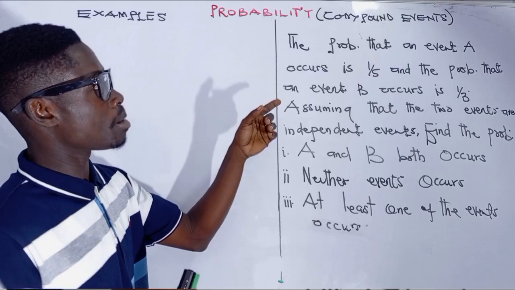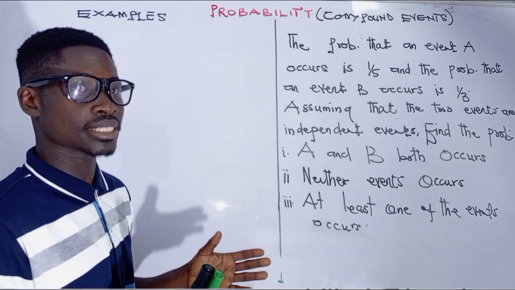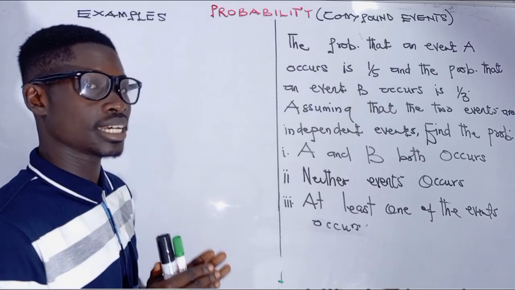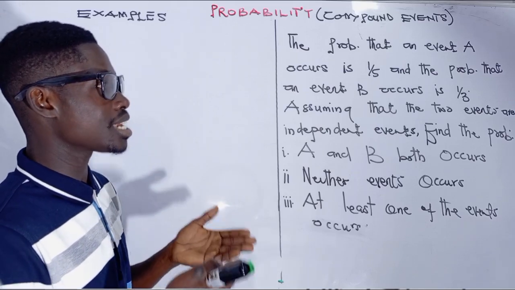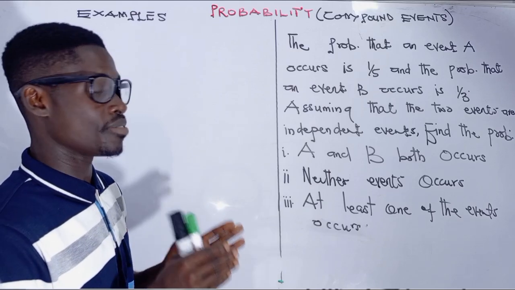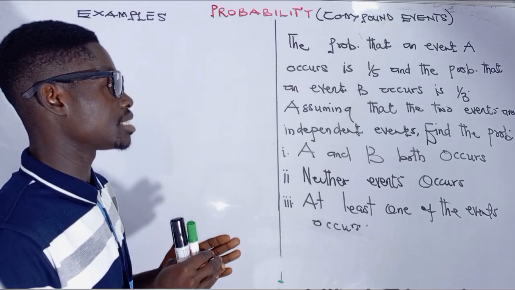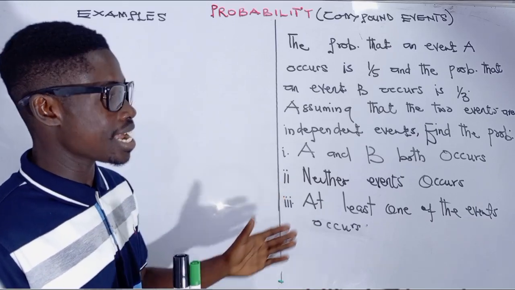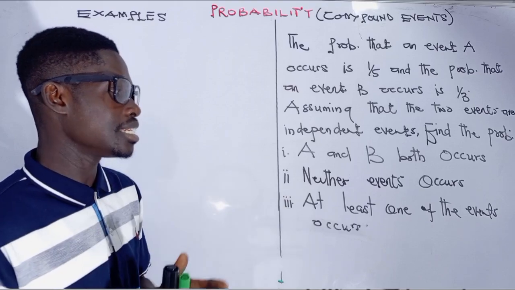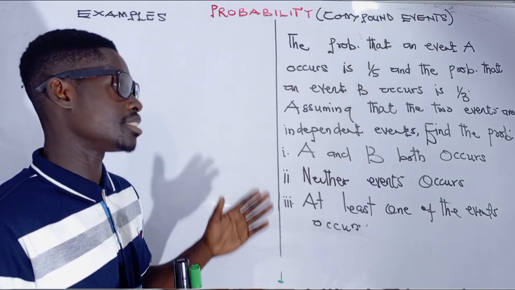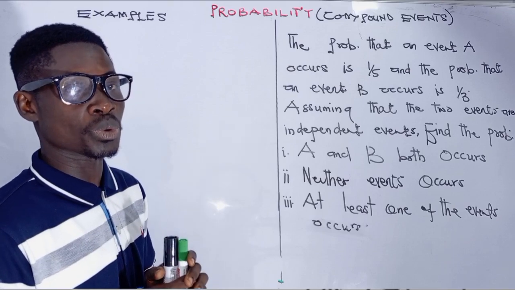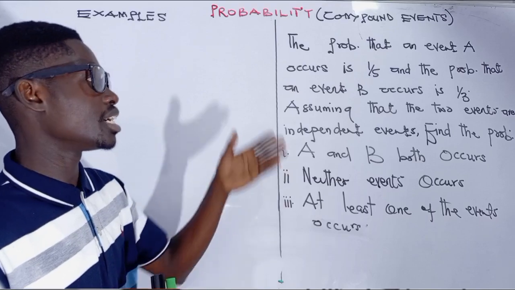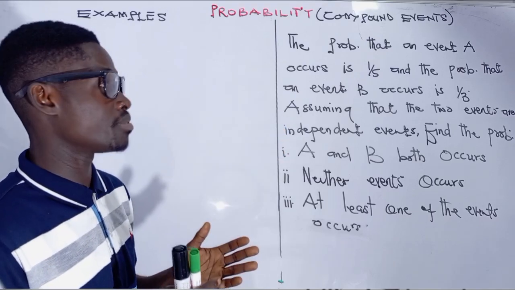The probability that an event A occurs is 1 out of 5, and the probability that an event B occurs is 1 out of 3, assuming that the two events are independent events. We want to find the probability that A and B both occur, that neither event occurs, and that at least one of the events occurs. This is our task for the day. Remember that we are just going to apply the addition, the multiplication, and the complementary rule in solving this particular question. So it is very, very easy.